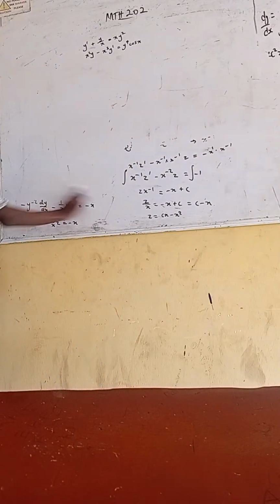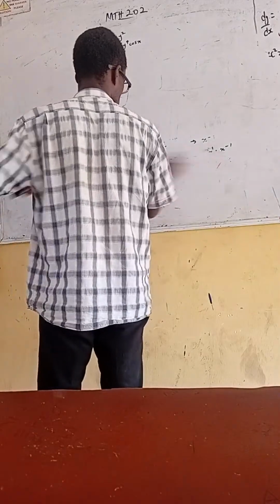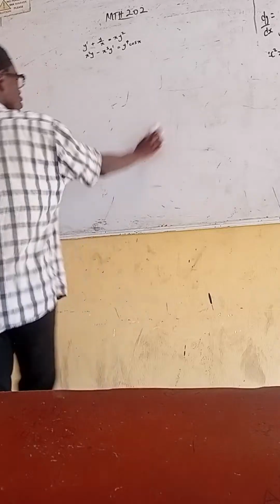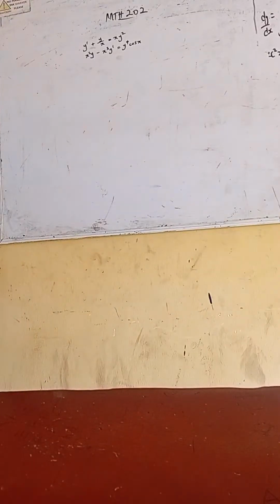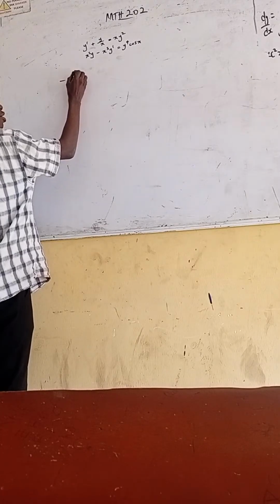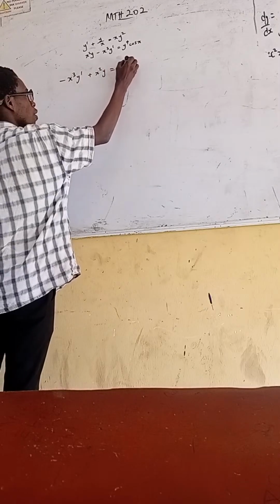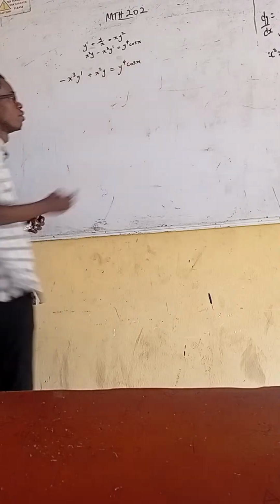Now look at this second one. It's not in Bernoulli form yet. So the first thing you are going to do is just make sure your y prime is standing alone. Let's rearrange this: minus x cubed y prime plus x squared y equals y to the power 4 cos x.